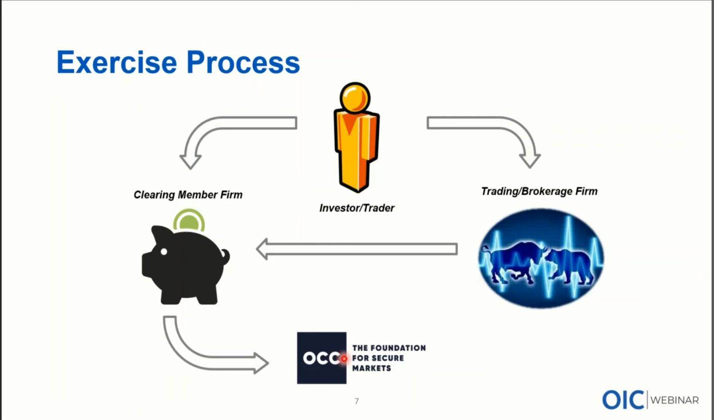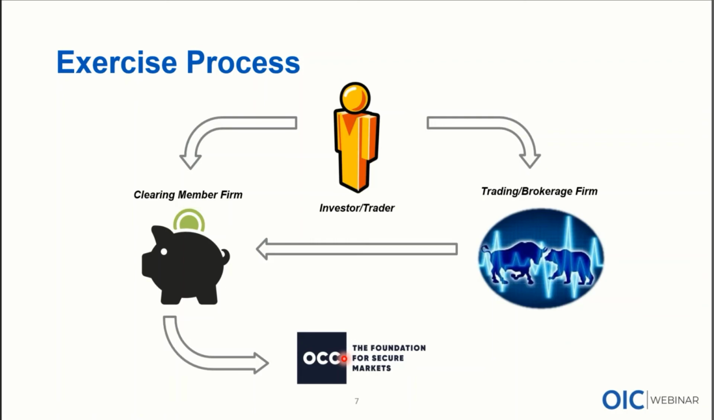The more formal term for auto exercise is exercise by exception. Now, this only occurs in the circumstance when the investor doesn't communicate anything to their brokerage firm. OCC hasn't received any instruction at all on what to do. When that happens, the industry has to do something. There has to be, we'll say, a default process to manage those situations.